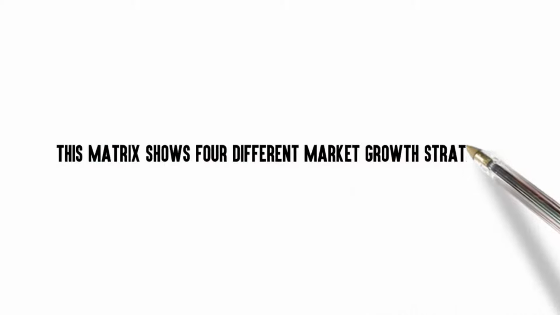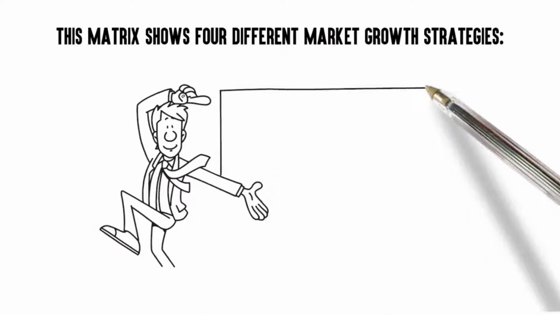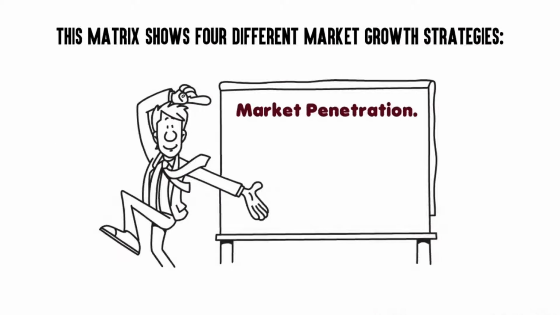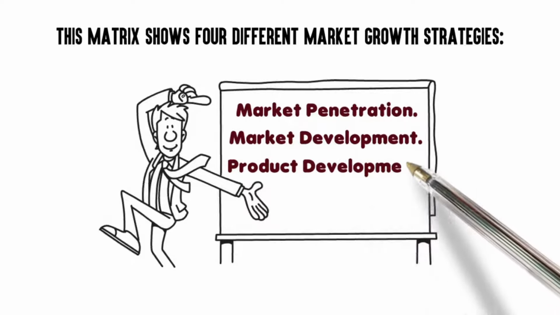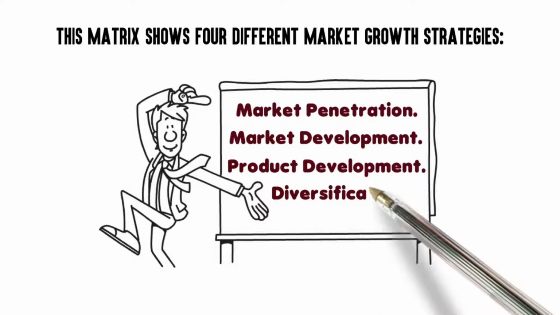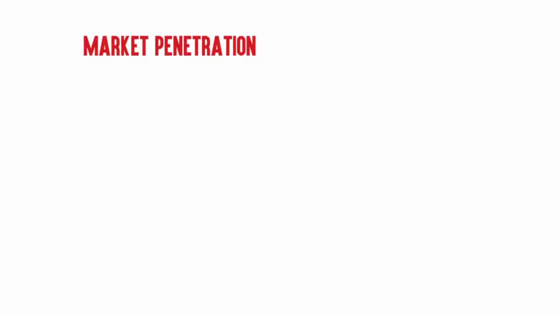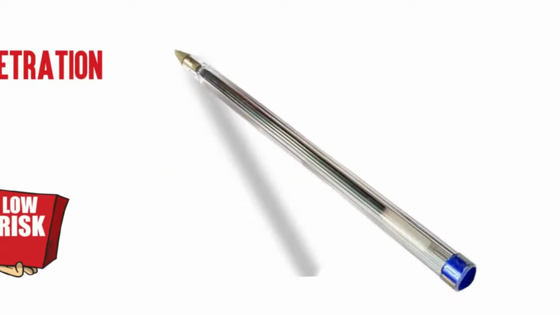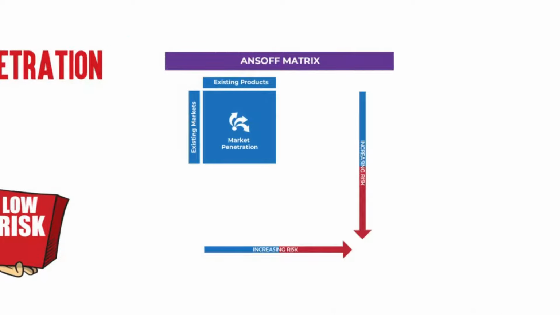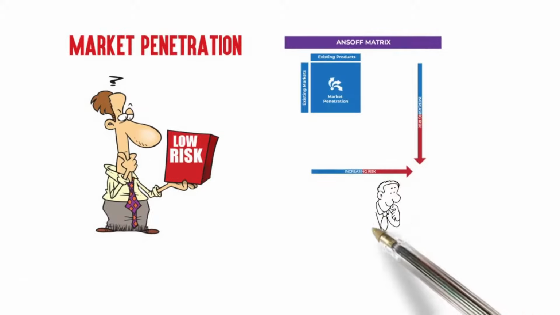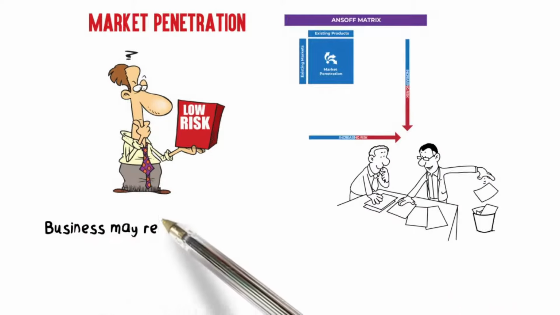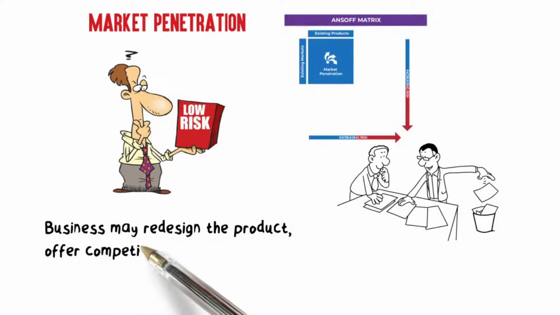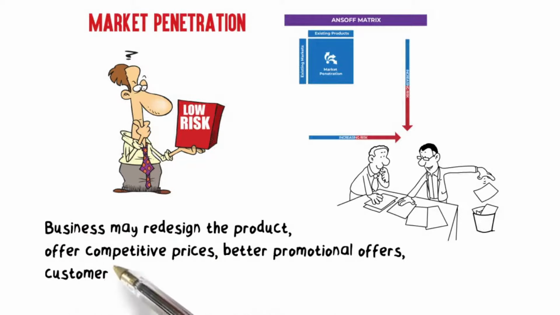This matrix shows 4 different market growth strategies: 1. Market penetration. 2. Market development. 3. Product development, and 4. Diversification. Market penetration is a low-risk growth strategy as businesses focus on existing products in existing markets. This can be achieved by altering the elements of marketing mix. Business may redesign the product, offer competitive prices, better promotional offers, customer loyalty schemes, and so on.